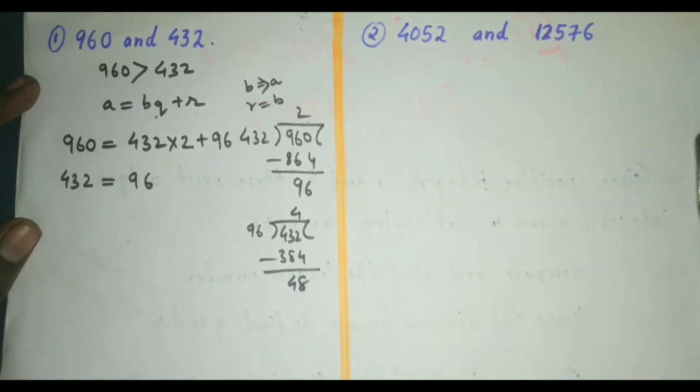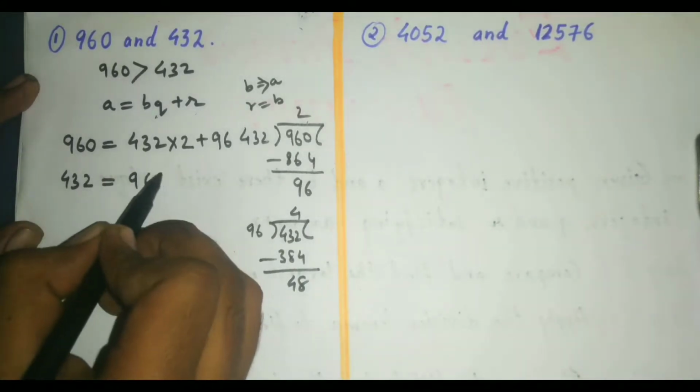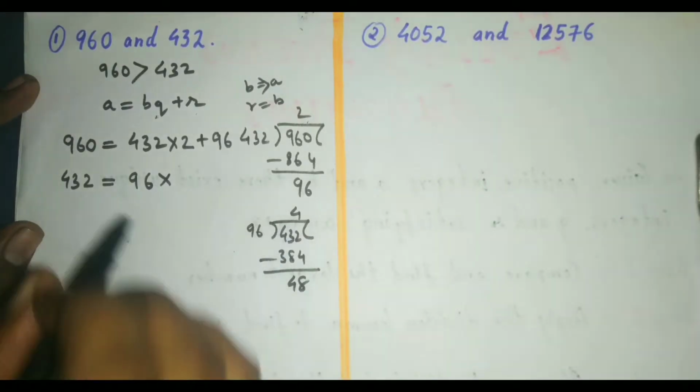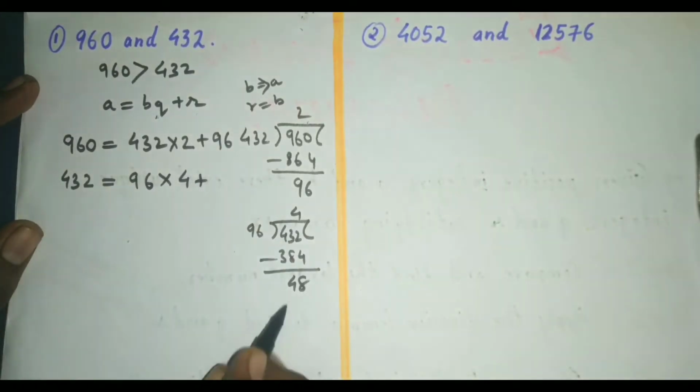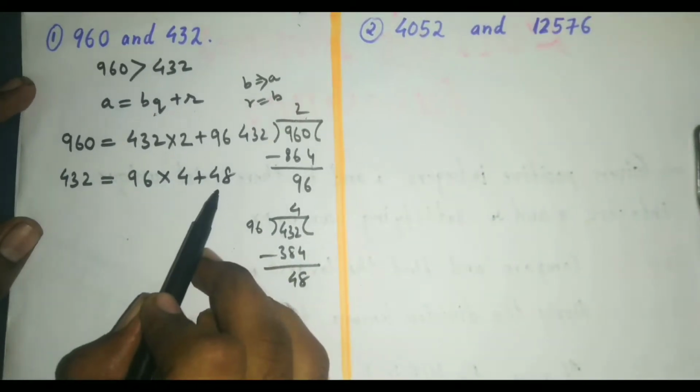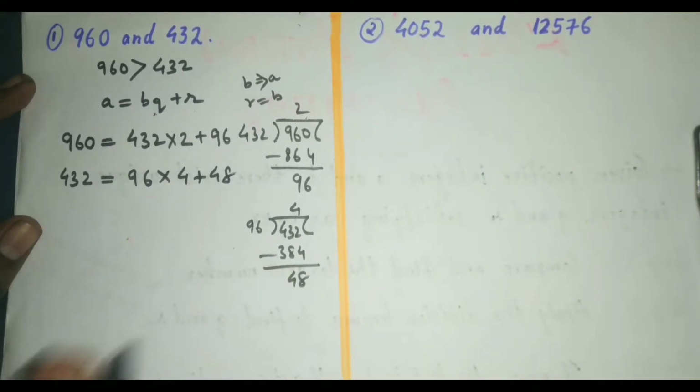Now subtract, and you get the remainder as 48. So 432 equals 96 into 4, the quotient, plus the remainder 48. Since again the remainder is not 0, you have to proceed to the next step.